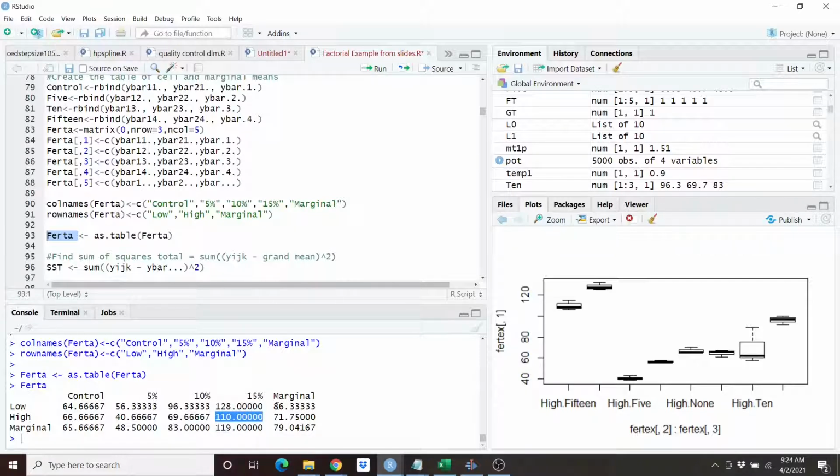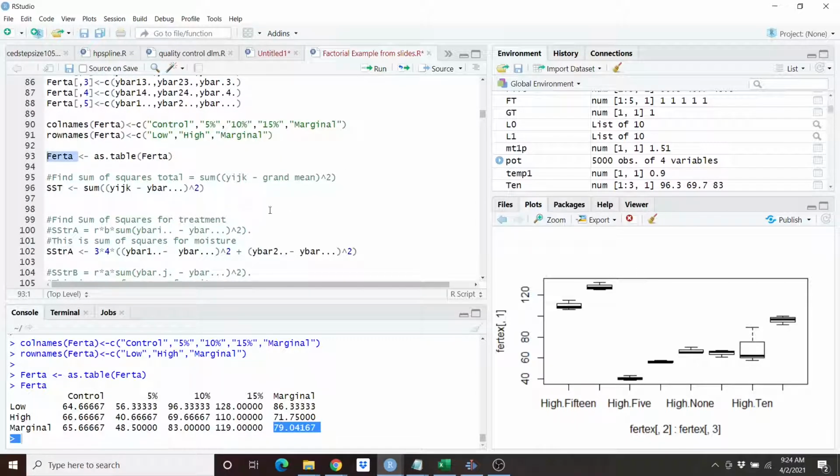But I also have these marginal cell means. So here I have the marginal for low. So what I've done is I've added up cell mean here plus cell mean here plus cell mean here plus cell mean here divided by 4. Here I've got the marginal for my high moisture level. And then across the bottom, I've got the marginal means for control, 5%, 10%, and 15%. And here I've got my grand mean.